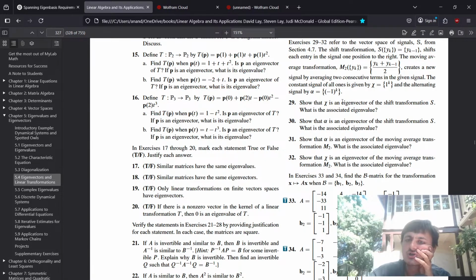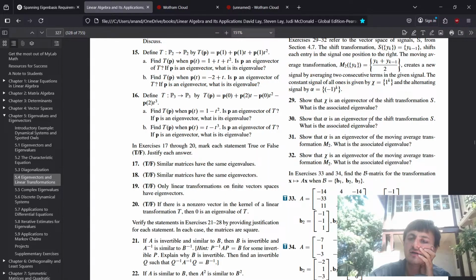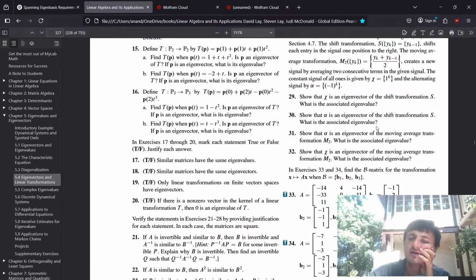Show that chi is an eigenvector of the shift transformation. Yeah, because if you shift it, you get the exact same sequence, so the eigenvalue is 1. So 29 is obvious. For the shift transformation, the eigenvalue is minus 1. We already kind of did that one. Okay, show that alpha is an eigenvector of the moving average transformation.